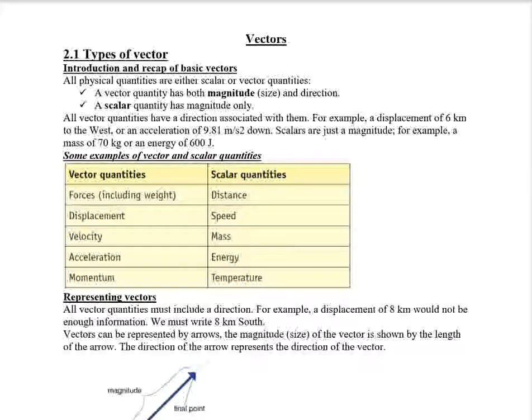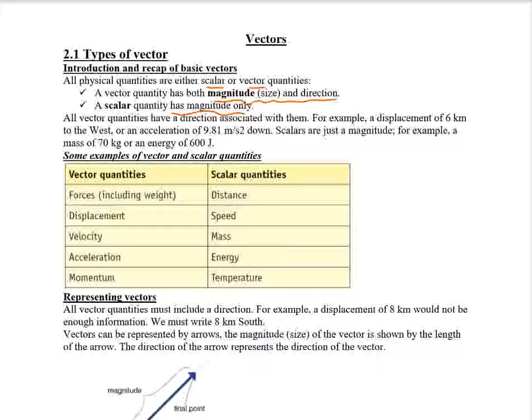Let us recap. First, all physical quantities are either what? Scalar or vector quantity. And the difference between vector and scalar is that a vector quantity has both magnitude and what? Direction. But a scalar quantity has only what? Magnitude. Therefore, if it has magnitude and direction, it is a vector. If it has magnitude only, it's what? Scalar.